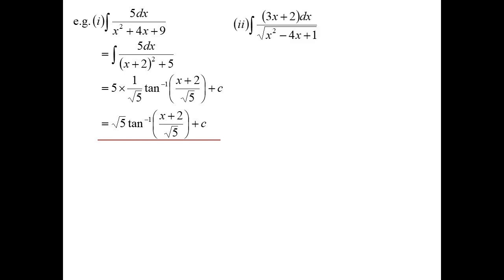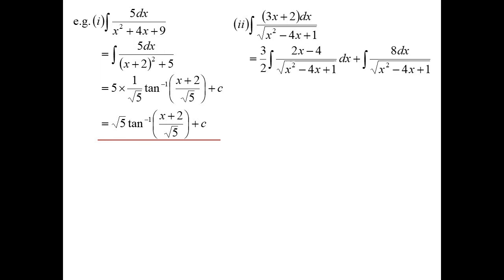Here's one with the square roots. But you notice we've got a linear function on top, 3x plus 2. How do I deal with this? I split it into two integrals. Now, the first integral, I want to set it up so it's du on root u. So therefore, I just place the derivative of that quadratic on the top of the fraction. So x squared minus 4x plus 1 gives 2x minus 4.